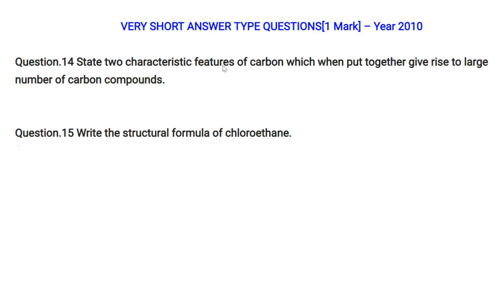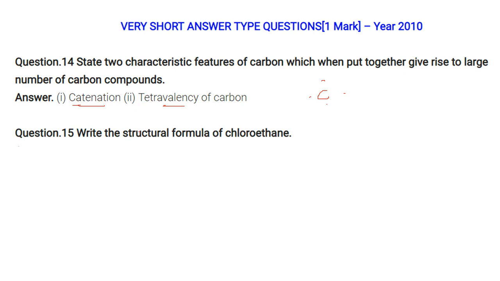State two characteristic features of carbon which when put together give rise to a large number of carbon compounds. First is catenation. It is able to form stable covalent bonds and it is small in size. And tetravalency: carbon has 4 valence electrons.